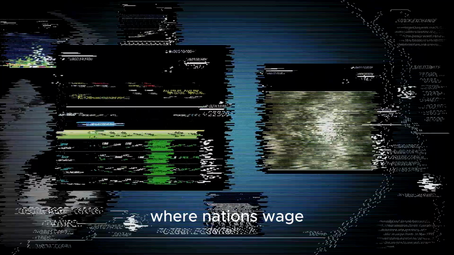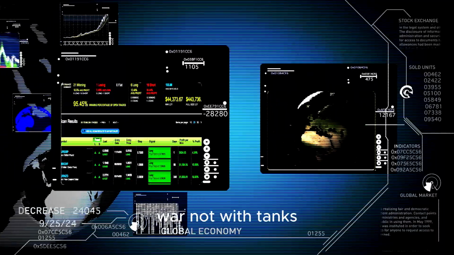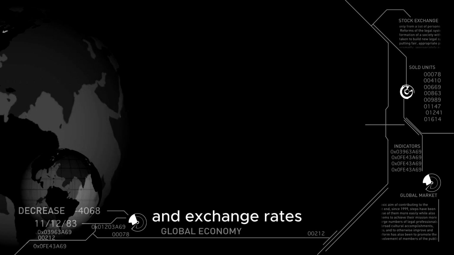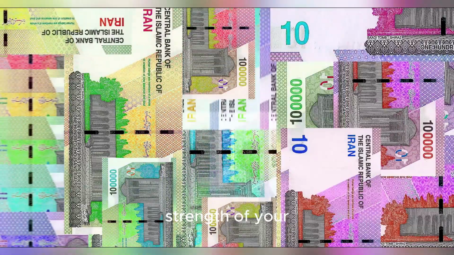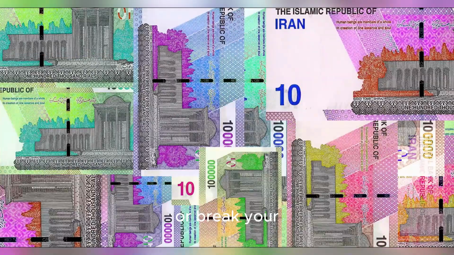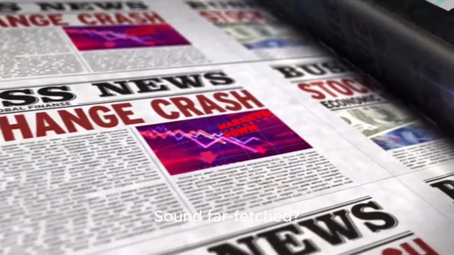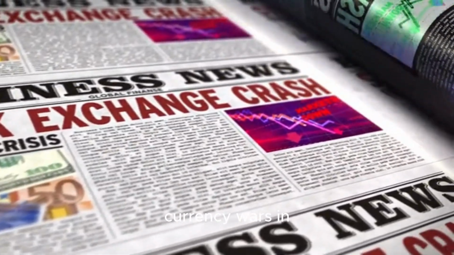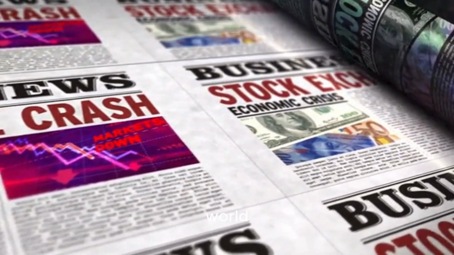Imagine a world where nations wage war, not with tanks and missiles, but with interest rates and exchange rates. A world where the strength of your currency can make or break your economy. Sound far-fetched? Well, welcome to the reality of currency wars in our multipolar world.